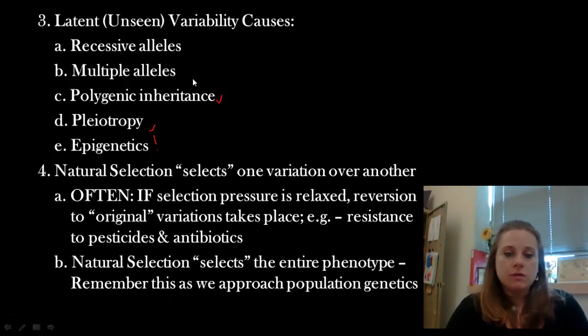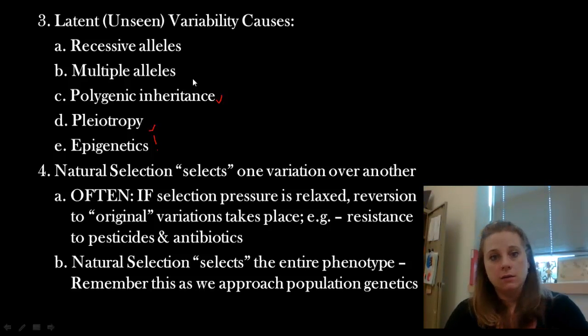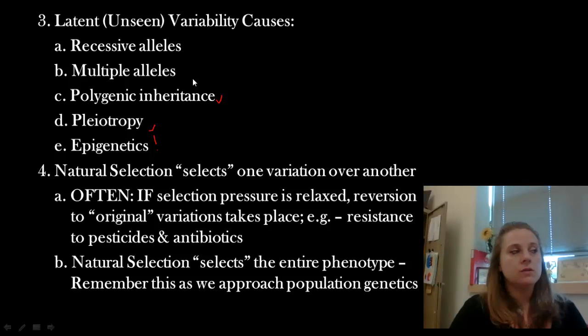So natural selection is going to select against the phenotype, okay? And remember that, because you can have multiple genotypes influence a particular phenotype. Think about dominance and the issue of being homozygous dominant and being heterozygous can have that same phenotype. So that's what it's actually selecting.